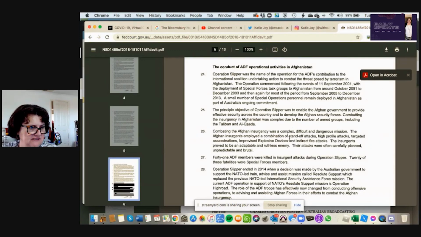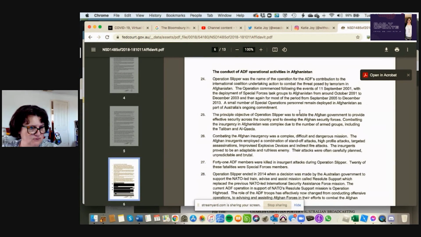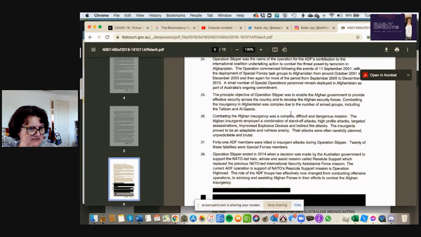Operation Slipper was the name of the operation for the ADF's contribution to the international coalition undertaking action to combat the threat posed by terrorism in Afghanistan. The operation commenced following the events of 11 September 2001 with deployment of Special Forces task force groups to Afghanistan from around October 2001 to December 2003, and then again for most of the period between September 2005 to December 2013. A small number of Special Operations personnel remained deployed in Afghanistan as part of Australia's ongoing commitment.